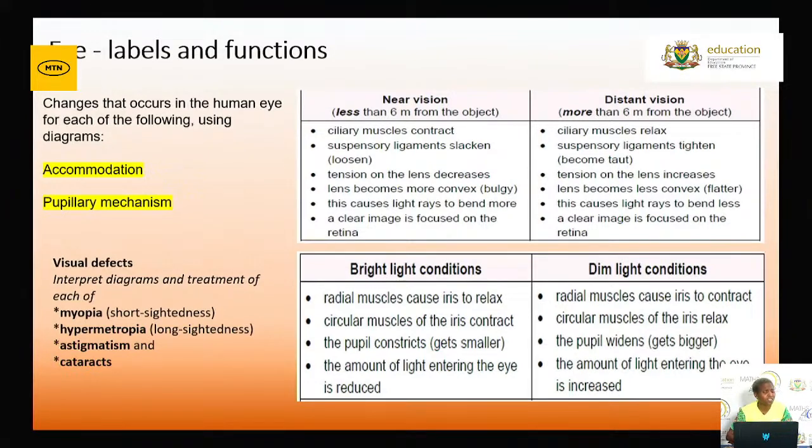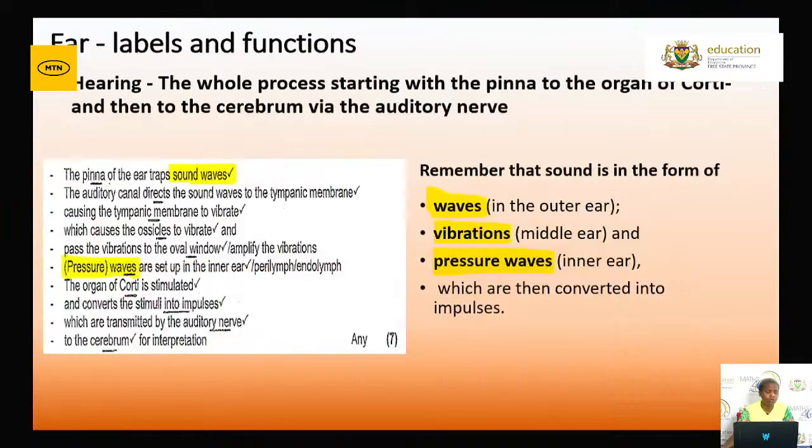And then the visual defects: myopia, which is short-sightedness, long-sightedness or hypermetropia, astigmatism, and cataracts. Okay, they are also very important. And then the ear: all labels that are stipulated on the examination guideline, together with their functions.